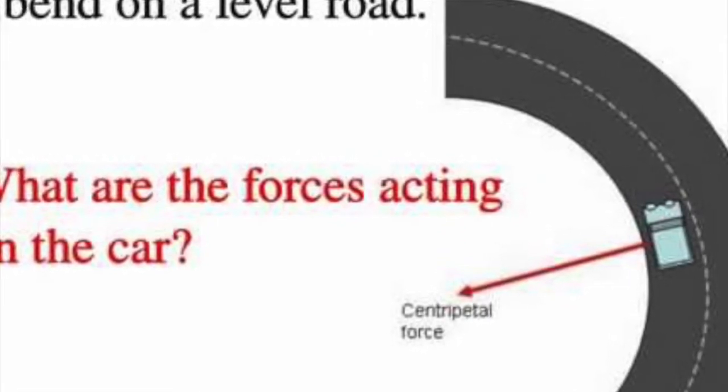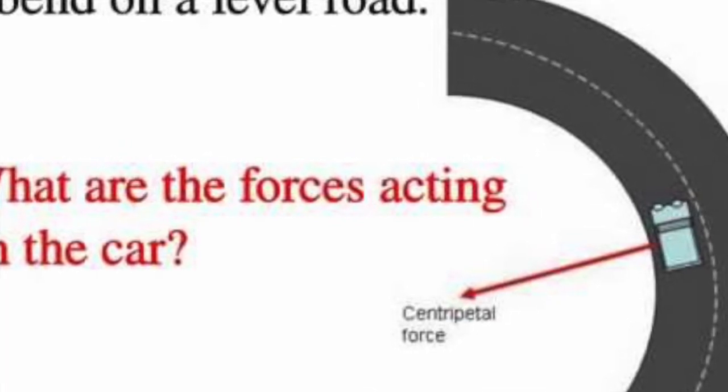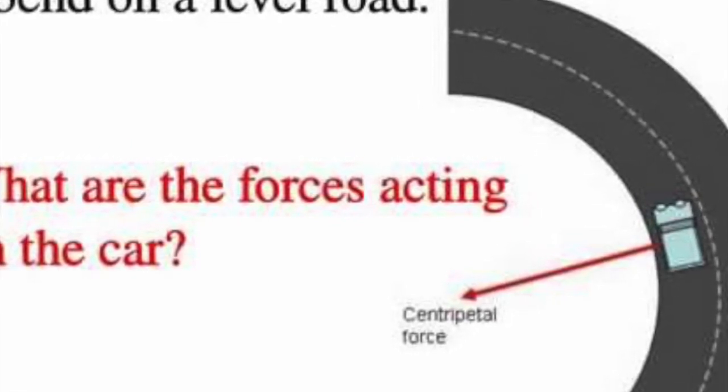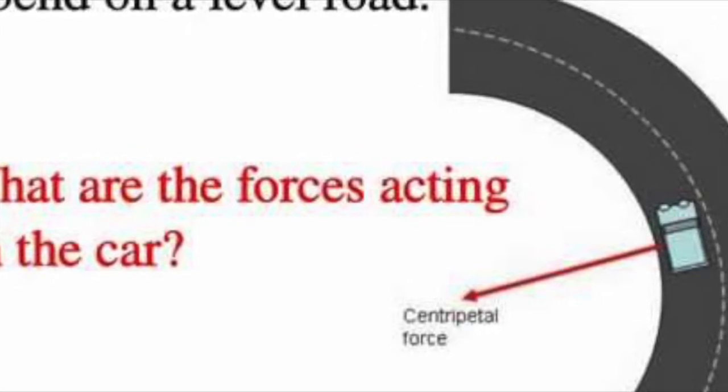In this case, the main force that is actually keeping the car on the road is friction, because basically the car actually wants to drift off to the right, but because of the friction between the tire and the road, it actually moves inwards.